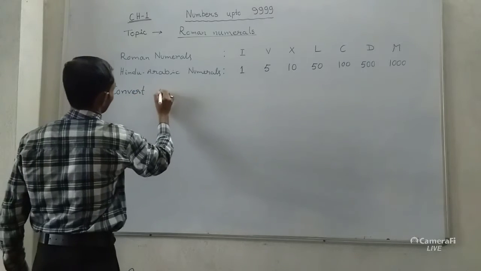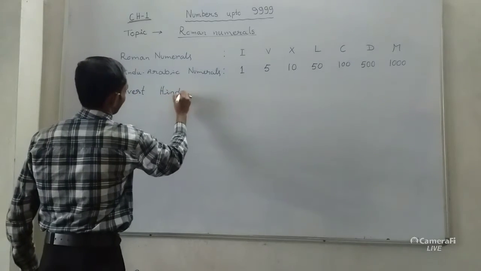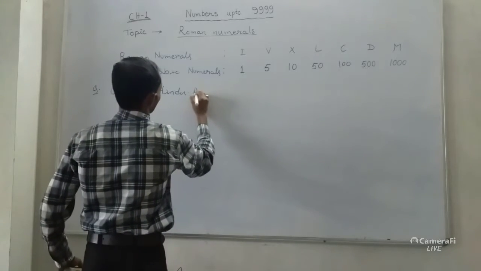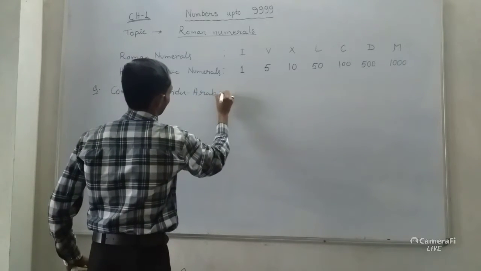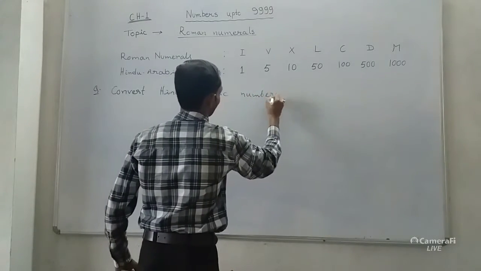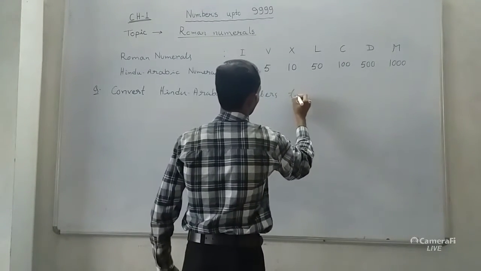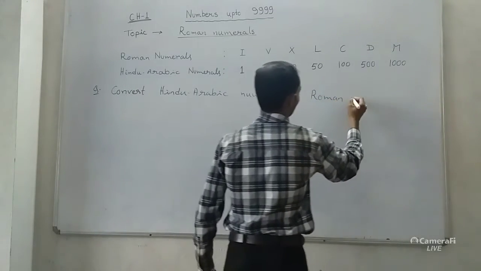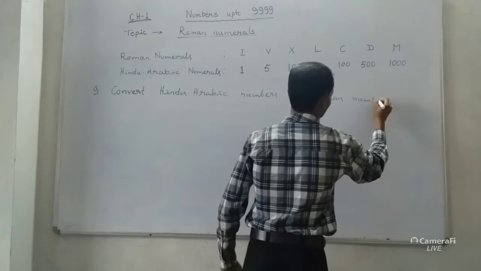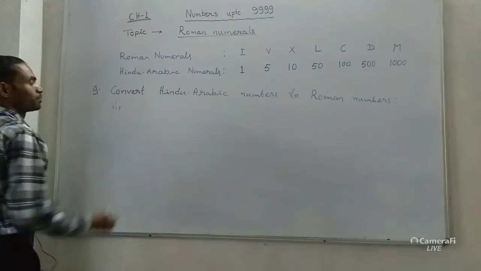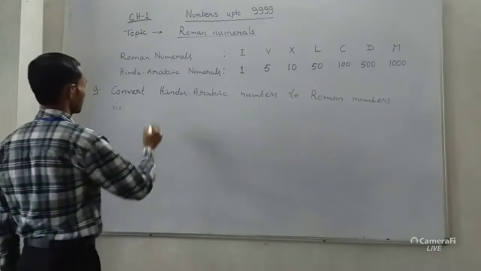Convert Hindu Arabic numbers to Roman numbers. Number 1, suppose 15.